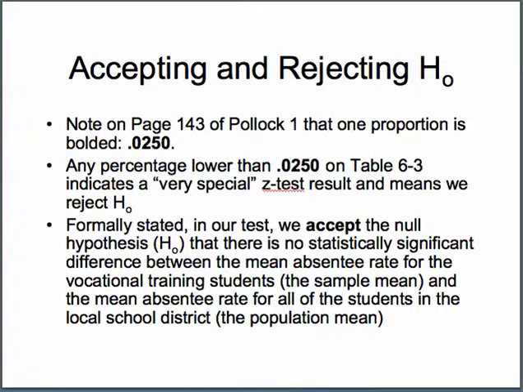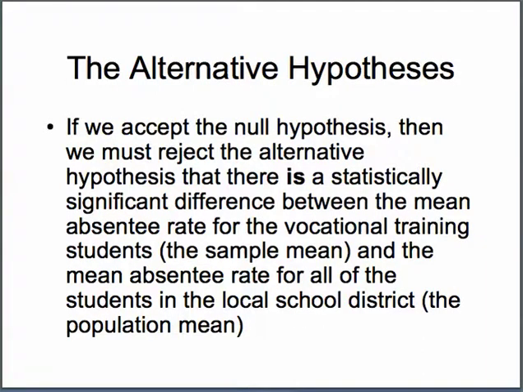We will accept the null hypothesis, notated as H sub O, that there is no statistically significant difference between the mean absentee rate for the vocational training students, the sample mean, and the mean absentee rate for all of the students in the local school district, the population mean. And we will accept the alternative hypothesis, notated as H sub A, that there is a statistically significant difference between the mean absentee rate for the vocational training students, the sample mean, and the mean absentee rate for all of the students in the local school district, the population mean.